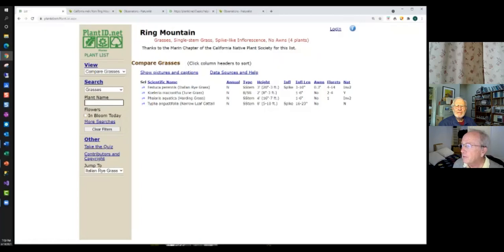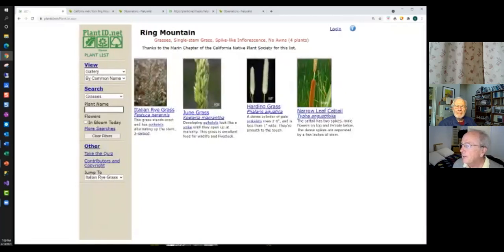So let's look at these by gallery. And you notice here that these grasses look pretty different. The Italian ryegrass, for instance, is a spike-like inflorescence because there are no branches. These spikelets are coming right down to the stem, and yet they're not tight together like the June grass and the Harding grass. So the Italian ryegrass has a real look to it. If you were able to do this search and then you came to this page, you'd know what you have.